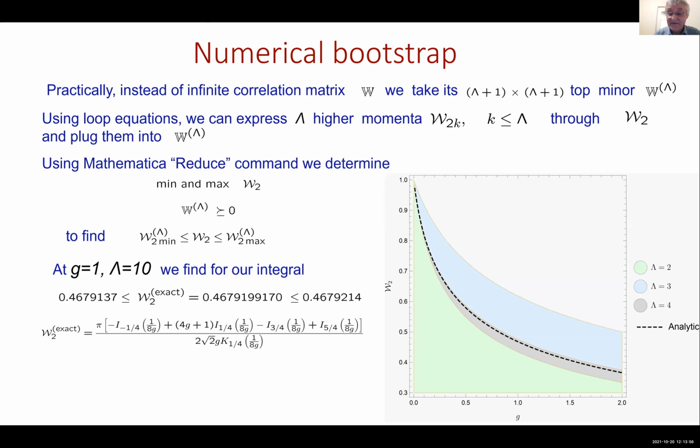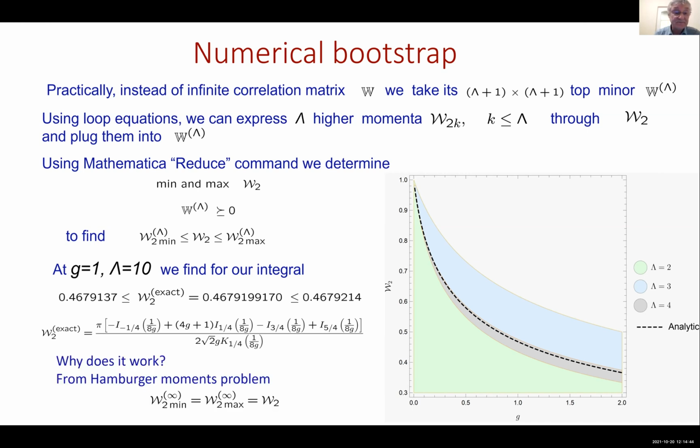Okay, and then if we scan G, we find the following picture. The dotted line is the exact solution, and then you have these colors which go from lambda equals 2 to lambda equals 3, 4, etc. This maximum and minimum, for example, for lambda equals 4, you have this gray area which surrounds the exact solution, and already for lambda equals 10, it will be indistinguishable from the dotted line on this picture.